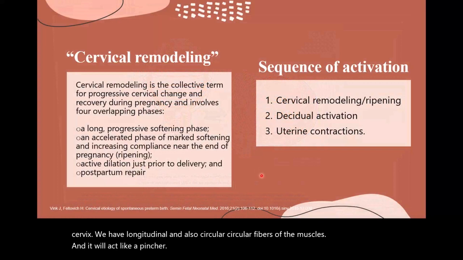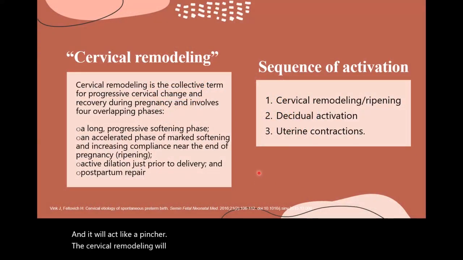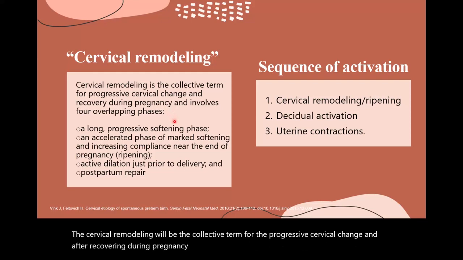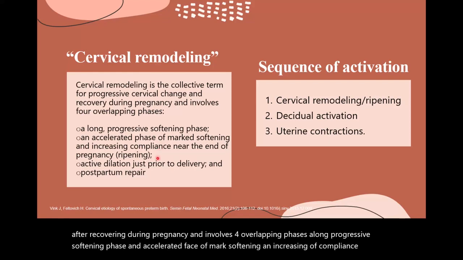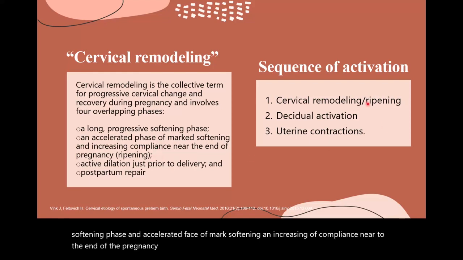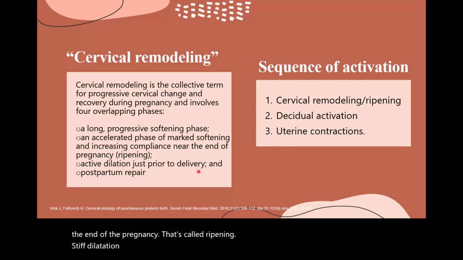The cervical remodeling is the collective term for the progressive cervical change during pregnancy and involves 4 overlapping phases: a long progressive softening phase, an accelerated phase of marked softening and increasing compliance near the end of the pregnancy, called ripening, active dilatation just prior to the delivery, and then postpartum repair.